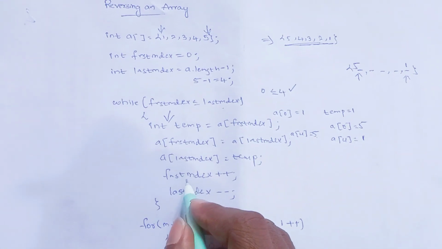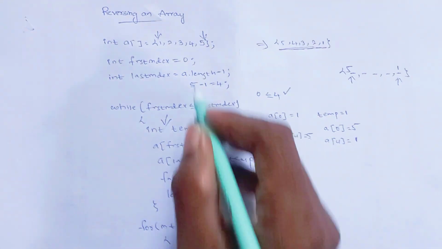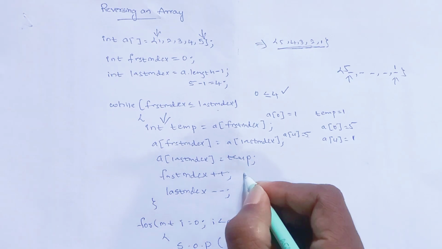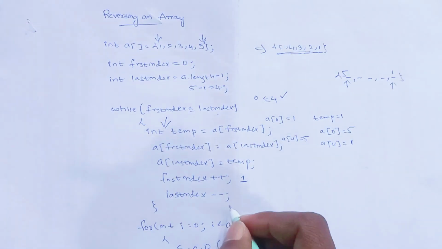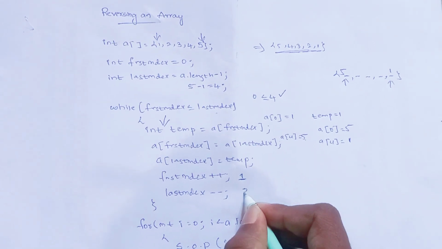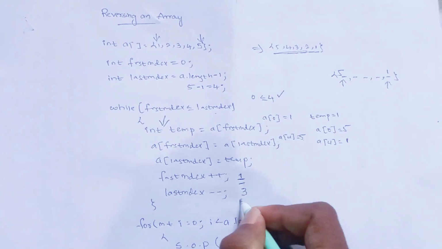And then what we are doing? First index plus plus. So the first index value is 0 and then incrementing by 1. So 0 plus 1 is 1. Then the last index is 4 and decrementing by 1. So 4 minus 1 is equal to 3. Okay, so these are the updated values.